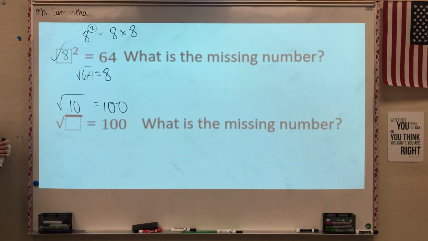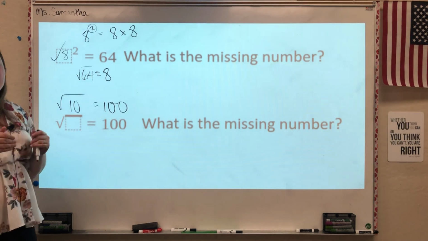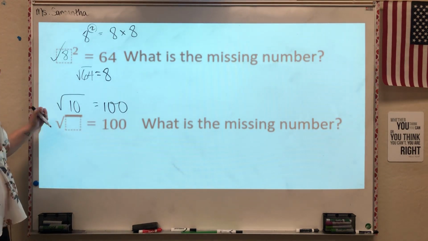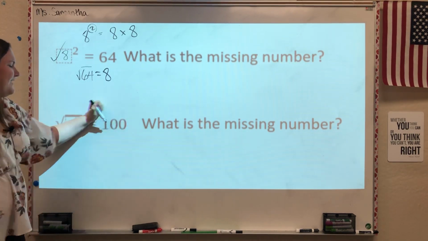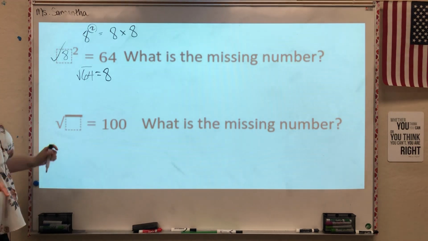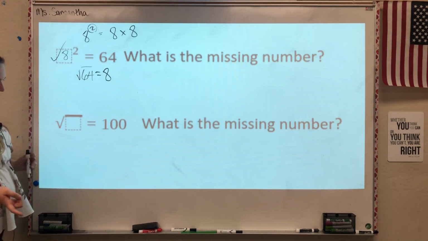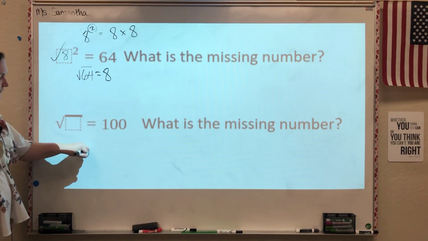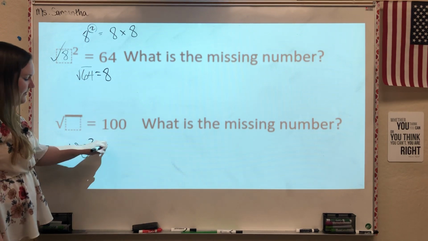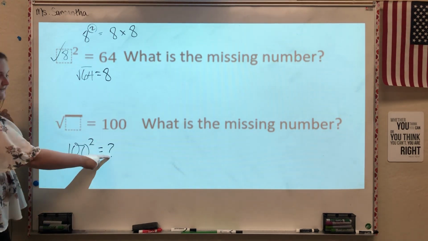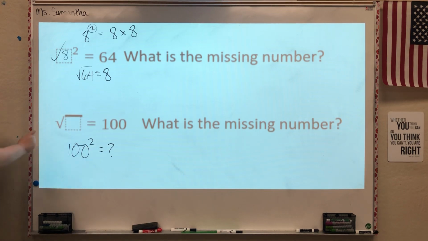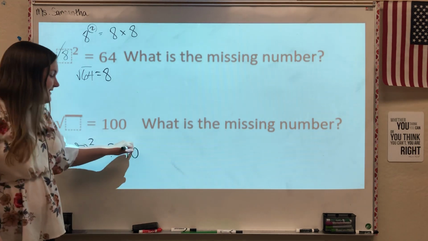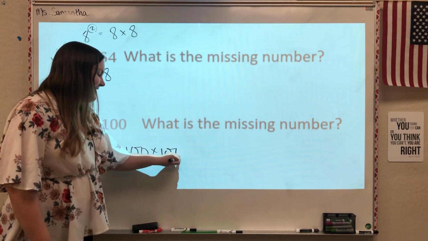For this one here, I think it's helpful, just like before, to use the fact that square rooting and squaring are opposites. So instead of trying to wrap your head around the square root of what number equals 100, do the opposite. The opposite of square rooting is squaring. So instead of thinking of this, I can ask myself 100 squared equals what? This is going to be the same number that goes right here. 100 squared, well, that means 100 times 100.